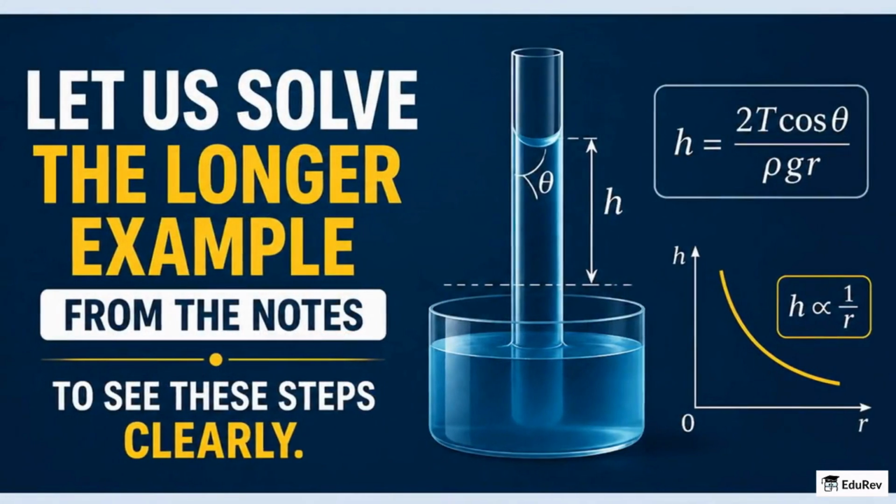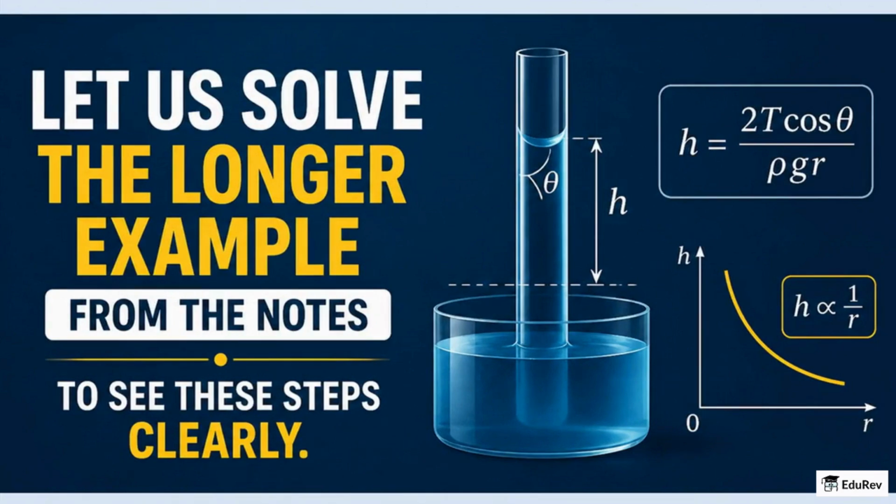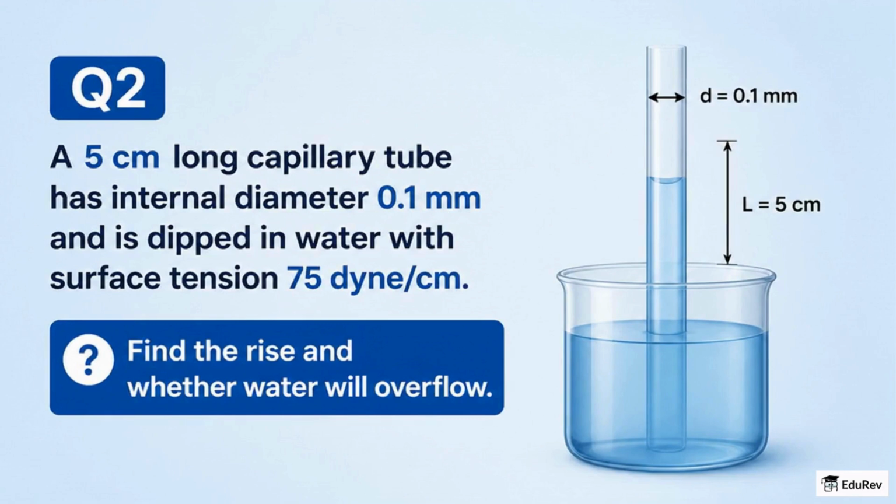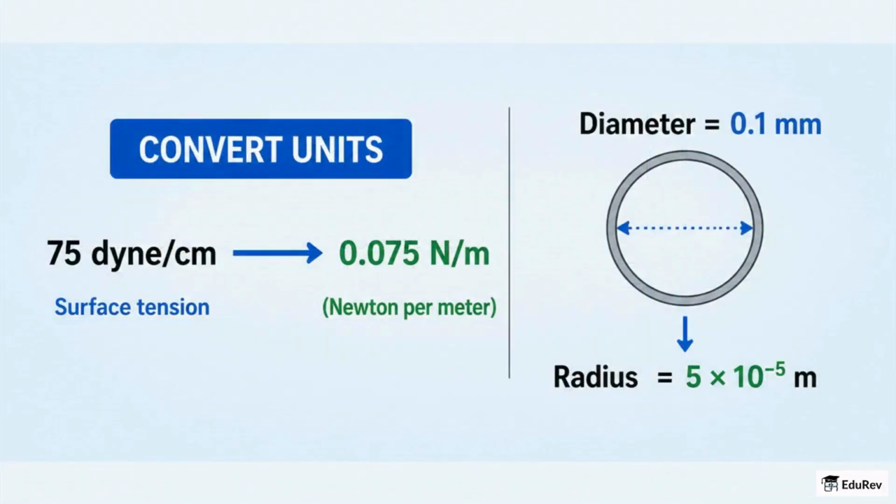Let us solve the longer example from the notes to see these steps clearly. Question number 2 asks, a 5 centimeter long capillary tube has internal diameter 0.1 millimeter and is dipped in water with surface tension 75 dyne per centimeter. Find the rise and whether water will overflow. First, convert units. 75 dyne per centimeter equals 0.075 newton per meter, and diameter 0.1 millimeter gives radius 5 times 10 to the minus 5 meters.